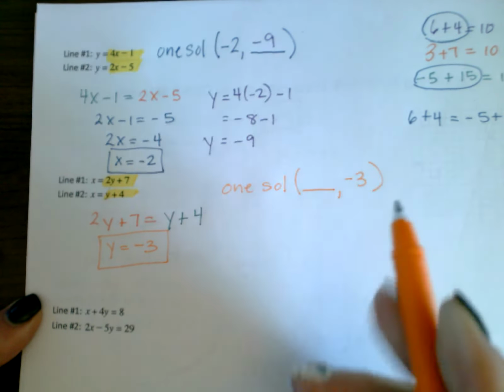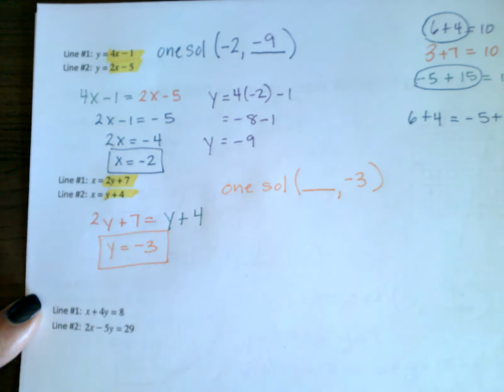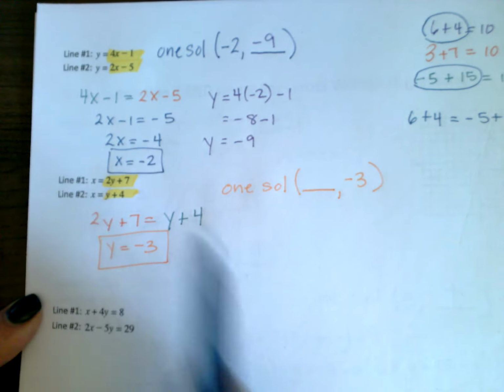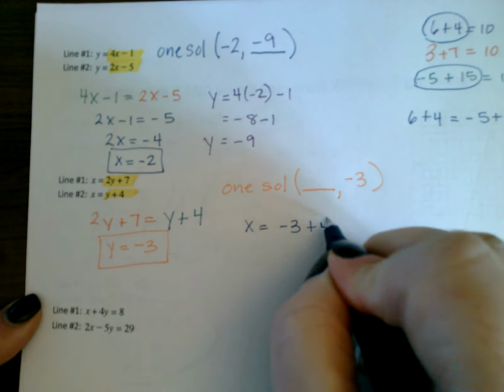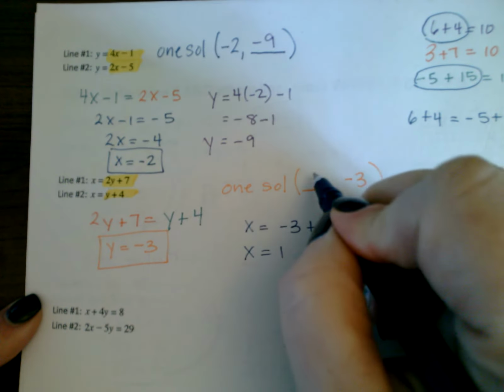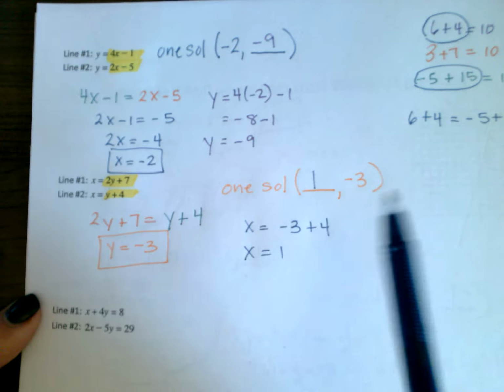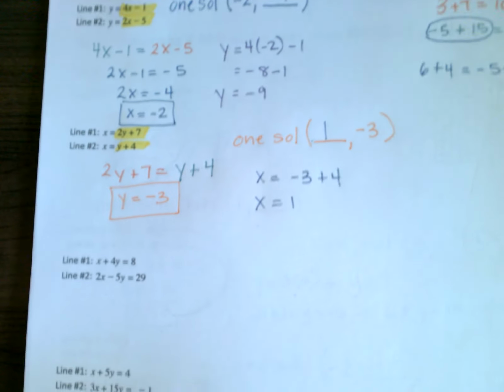This time I know the y, so I'll put y here and a blank here. Pick either equation. I'm going to pick the bottom. It's just a one step. And I will put that in for y. x would equal 1. If we were graphing, those two lines would cross at the point (1, negative 3).